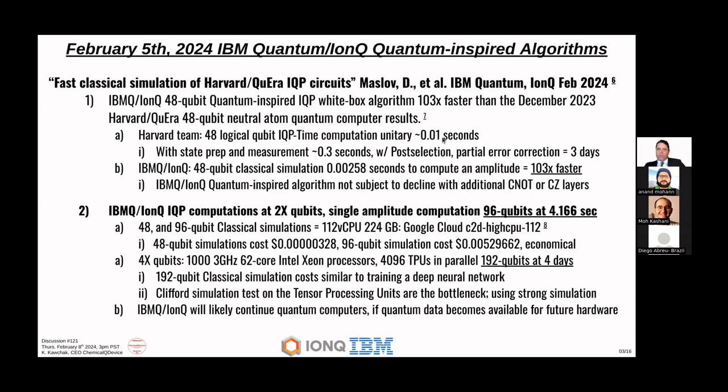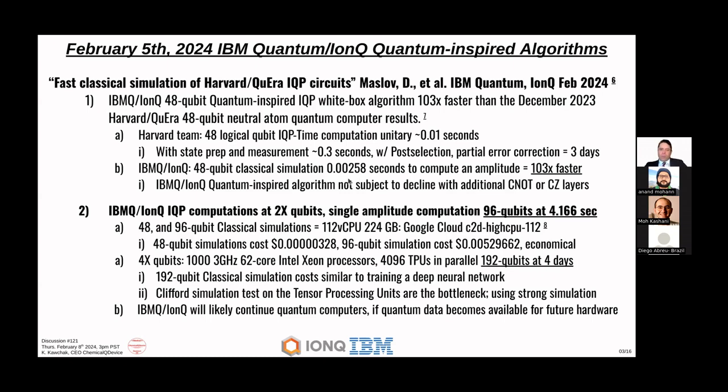So the Harvard one took 0.01 seconds for the unitary. 0.3 seconds was state preparation and measurement, which is what IBM and INQ are comparing it against. And then with post-selection and partial error correction, which I think IBM and INQ gave the benefit of the doubt, 3 days, and it didn't do that comparison against the 3 days. So that's for the quantum computer.